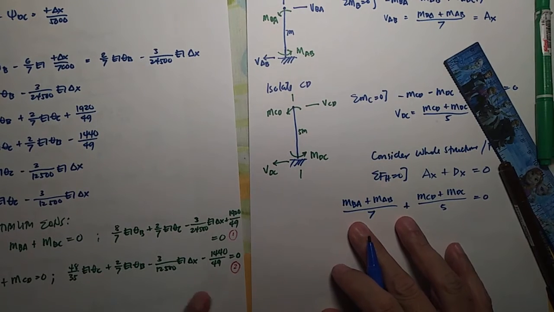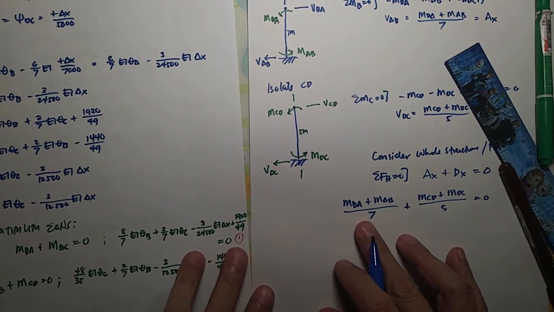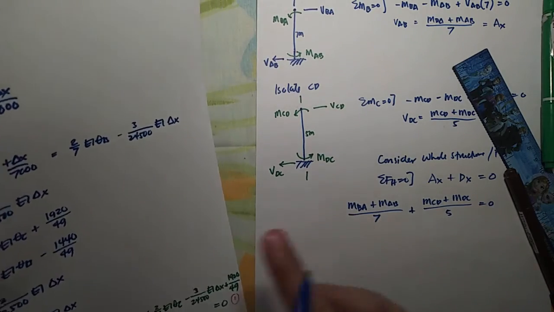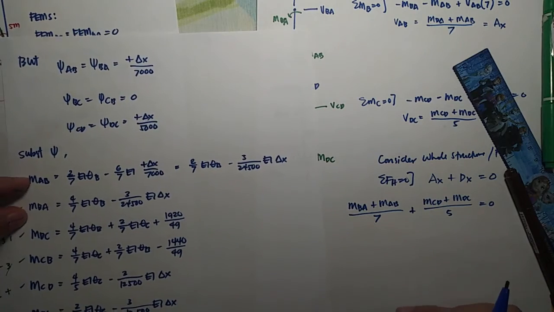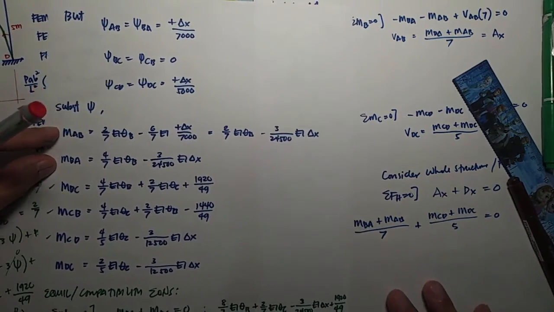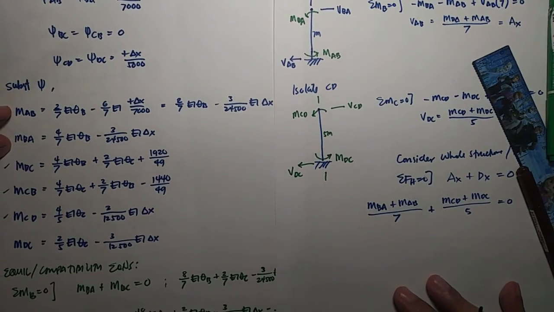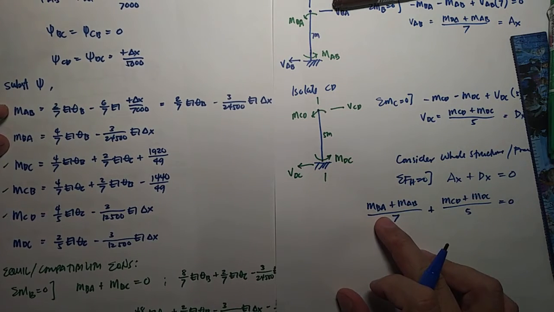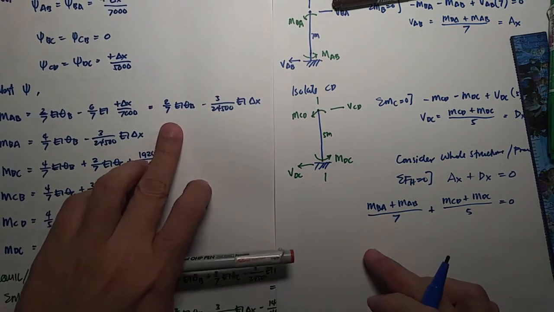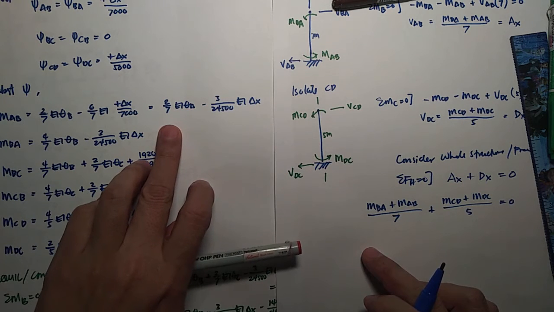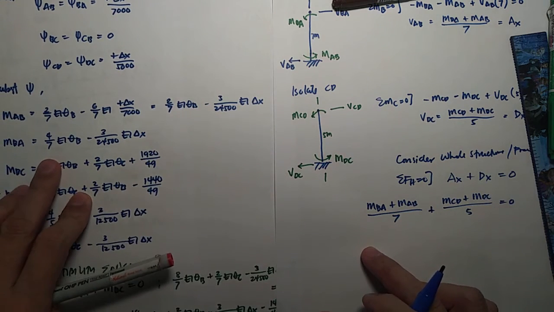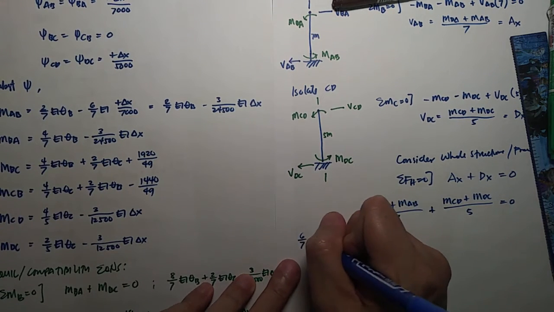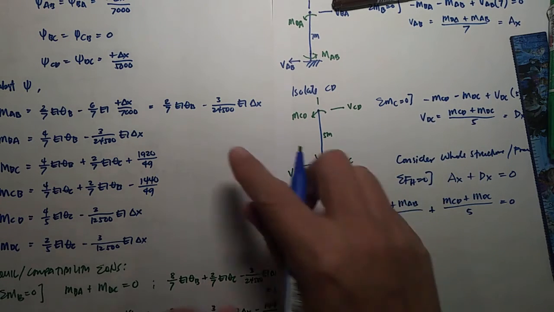So, it would be MBA is this one. And MAB is this one. So, we're going to add these two. Okay. So, what will happen? So, 2 over 7 and 4 over 7 is actually 6 over 7. So, it would be 6 over 7 EI theta B. So, this one.